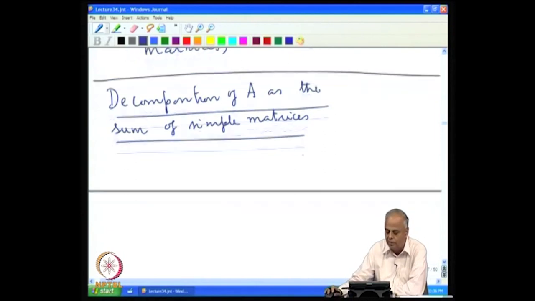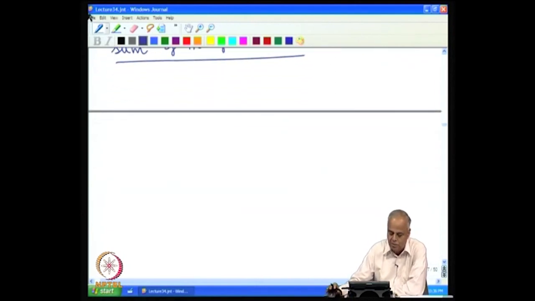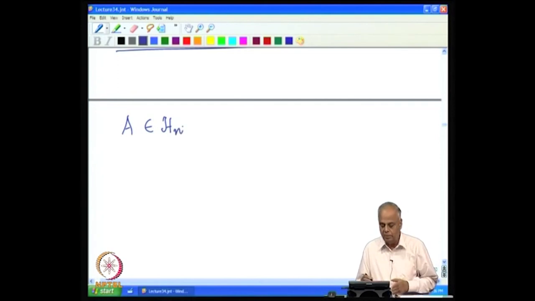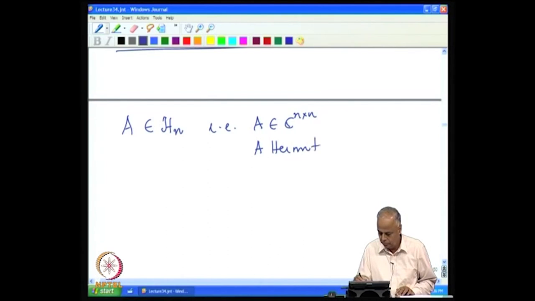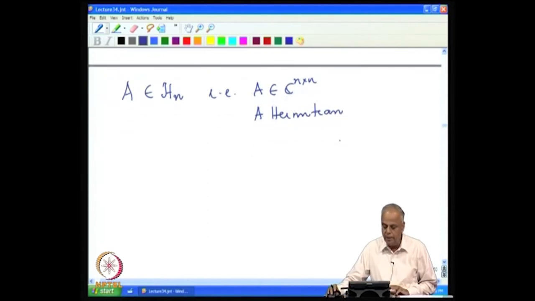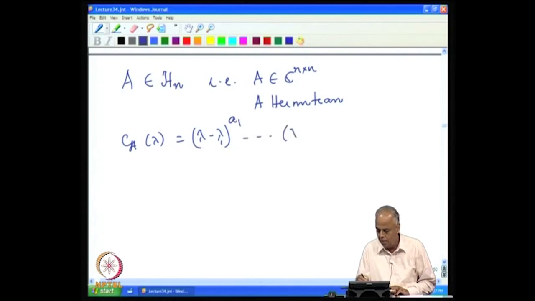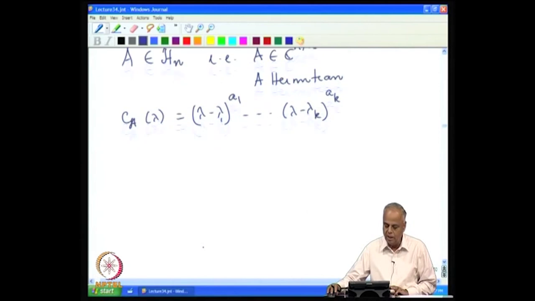This is connected with one of the questions that we raised at the beginning of the course. So, what we do is the following. We start with a matrix A. H_n is the collection of all Hermitian matrices, that is A belongs to C^{n×n} and A is Hermitian. Now, you start with a Hermitian matrix, then we have its characteristic polynomial with the usual notations, lambda 1 to lambda k are the distinct eigenvalues, and a 1, a 2, a k are the algebraic multiplicities of these eigenvalues.